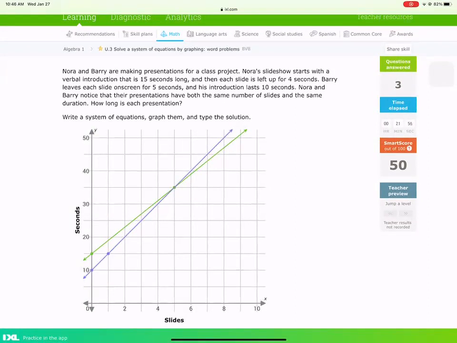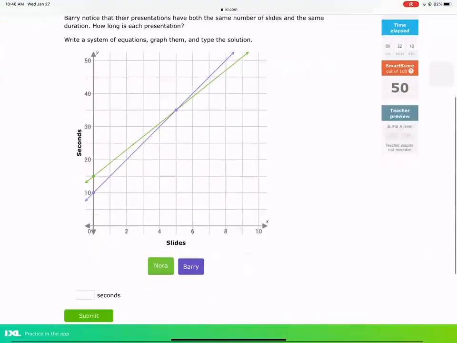We were able to fit the graph nicely onto the scale. So in the end, we have 5 slides, right? This looks like 5 slides and 35 seconds total. So the question is, how many seconds total? We're going to write 35.